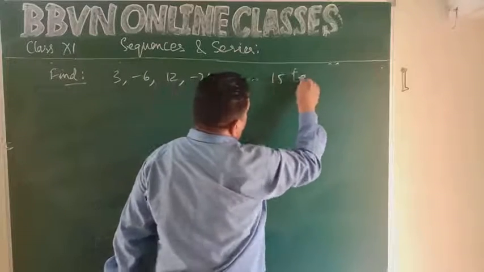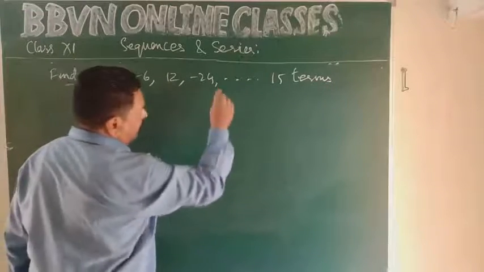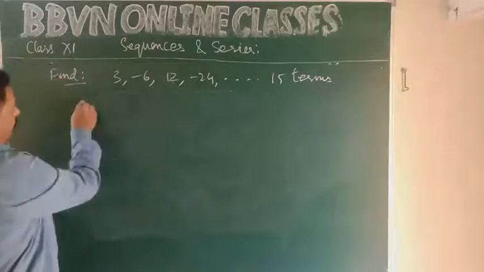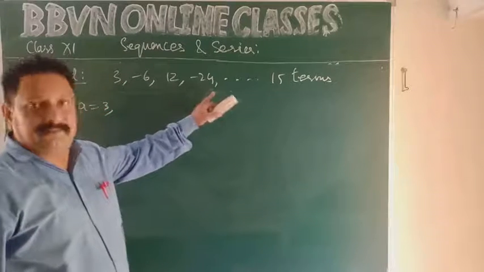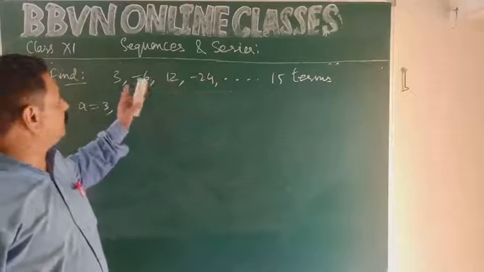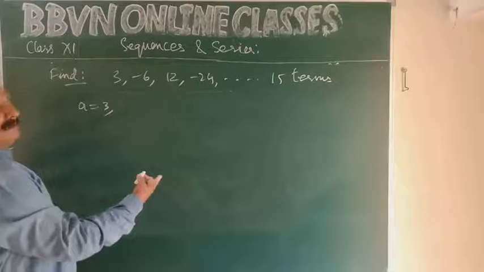Up to 15 terms. You have to find the sum of this progression. Now you see here a is 3. This is not an AP. AP means second term minus first term should be equal to third term minus second term, but it is not there. Let us see if it is a GP.